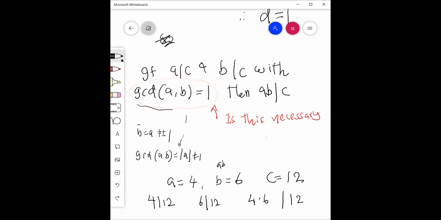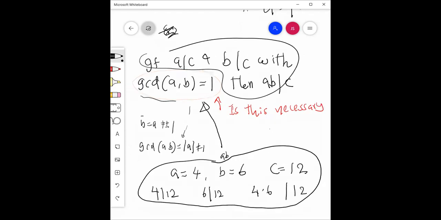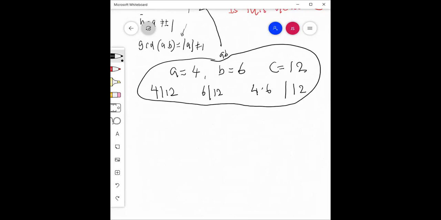That's a concrete example to show the necessity of that condition, right? Without that condition, we can find some values for A, B, C which fail this statement. Okay, now let's prove the theorem.